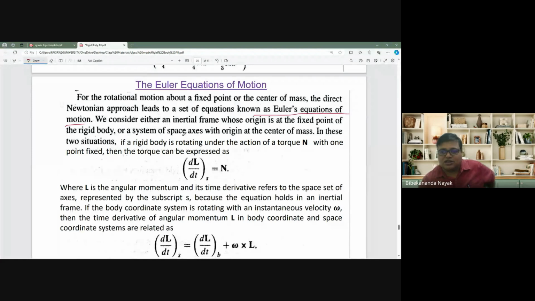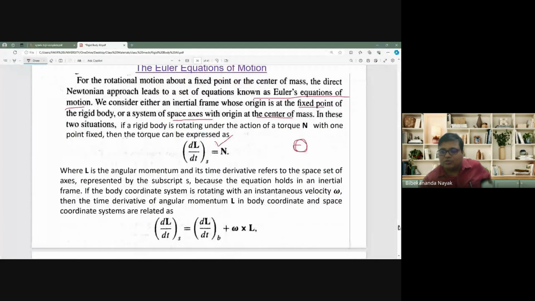We consider either an inertial frame whose origin is at the fixed point of the rigid body, or a system of space axes with origin at the center of mass. We have two possibilities: the origin is the center of mass, or the origin is a fixed point in an inertial frame. In both cases, if a rigid body is rotating under the action of a torque, the torque is dL by dt. L is the angular momentum, you know that.